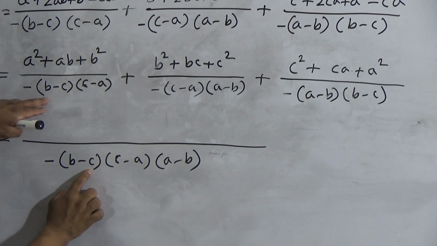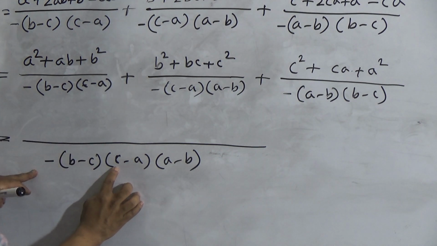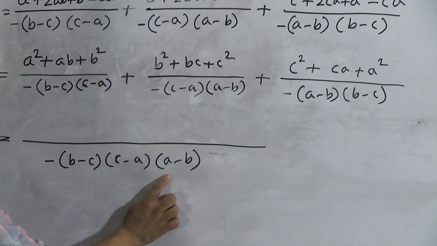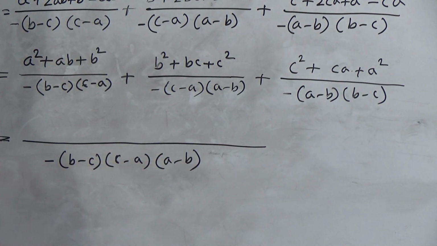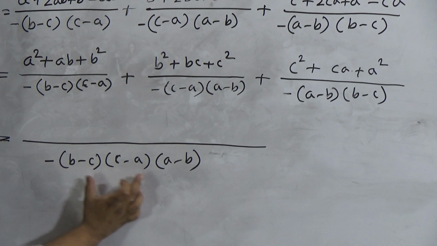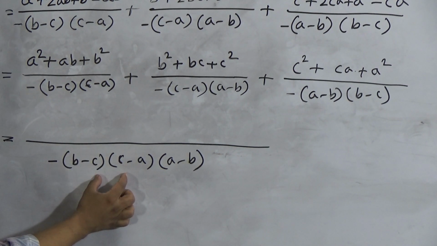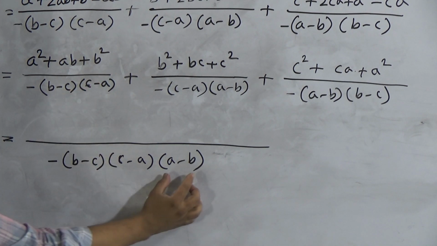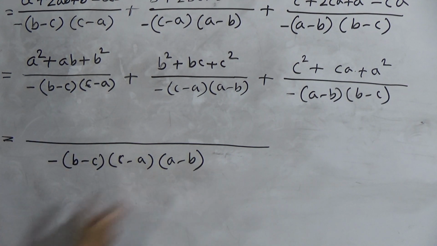Minus B minus C, C minus A, and A minus B is here, and minus A minus B, B minus C. B minus C is present here. So this is the LCM of these three denominators. Now, to use the formula of addition, we will divide this LCM by the first term's denominator. If we divide, we will have only A minus B remaining here. Okay, this one will be cut down and A minus B remains here only.